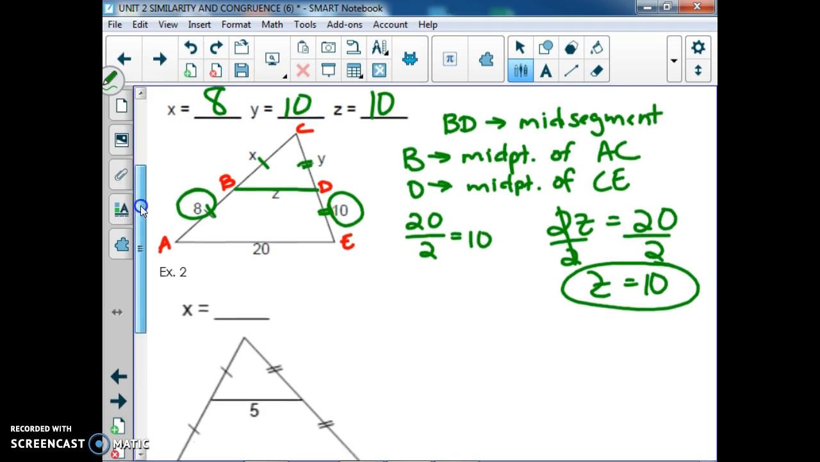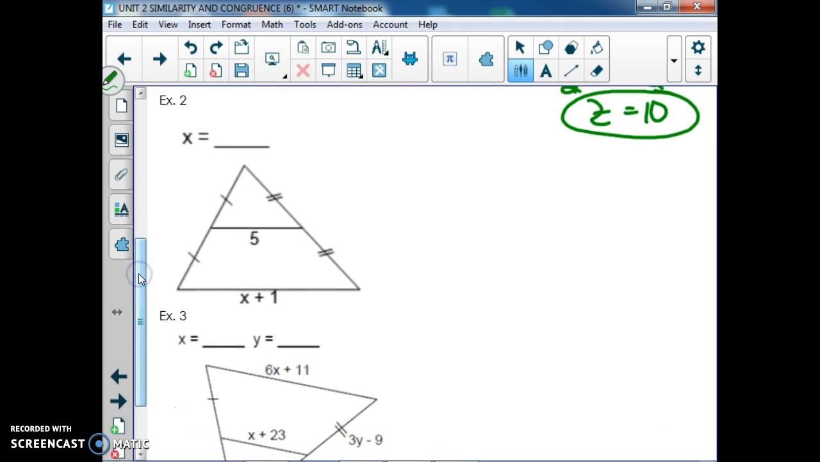All right, moving on. Example 2, we want to find the value of x. Let's label our triangle. H, F. We need to use the relationship that the midsegment is half as long as the third side, or the third side is twice as long as the midsegment here.